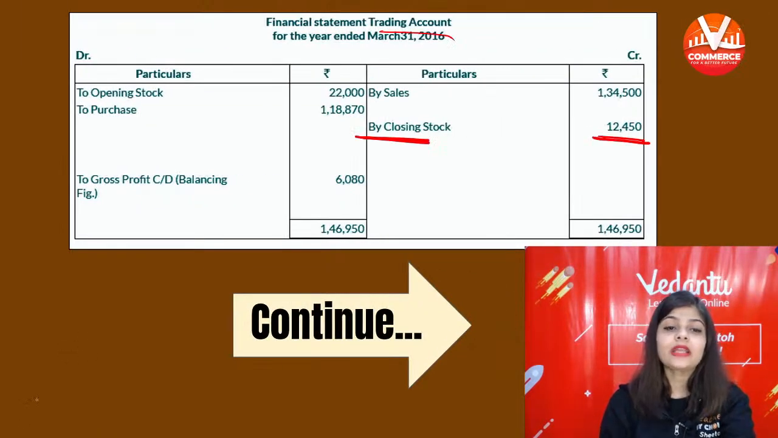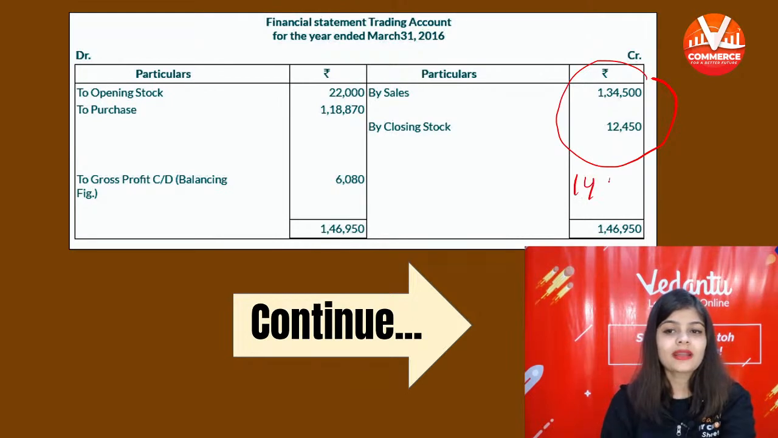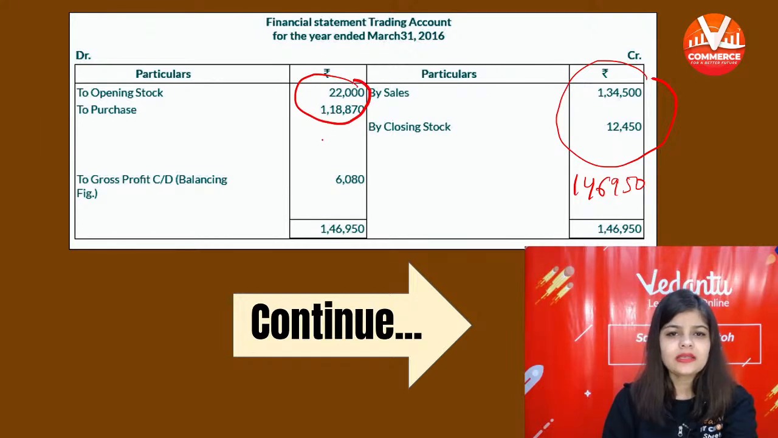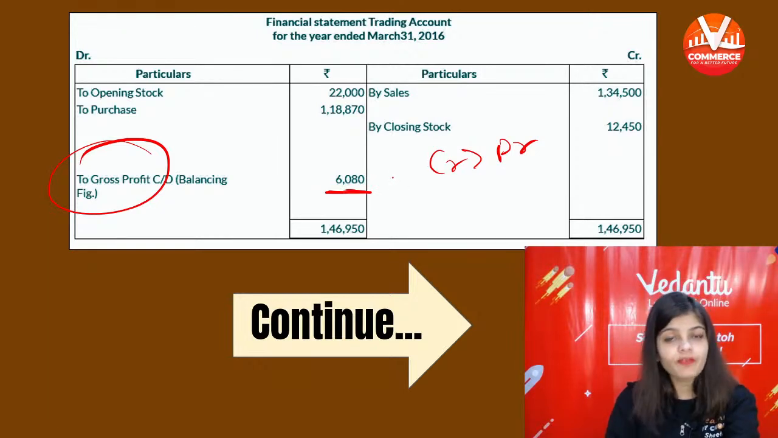So let's calculate gross profit. Your credit side is 146,950 and your debit side is 148,770. So credit side is more than debit side. There is gross profit of 6,080 rupees. This gross profit will be transferred to the P&L account.